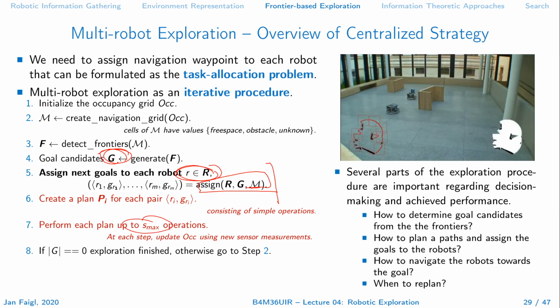And we can plan up to some S-max operations. Then we replan. And we finish the exploration once there are no goal candidates, no reachable locations. So that's basically what is happening here.